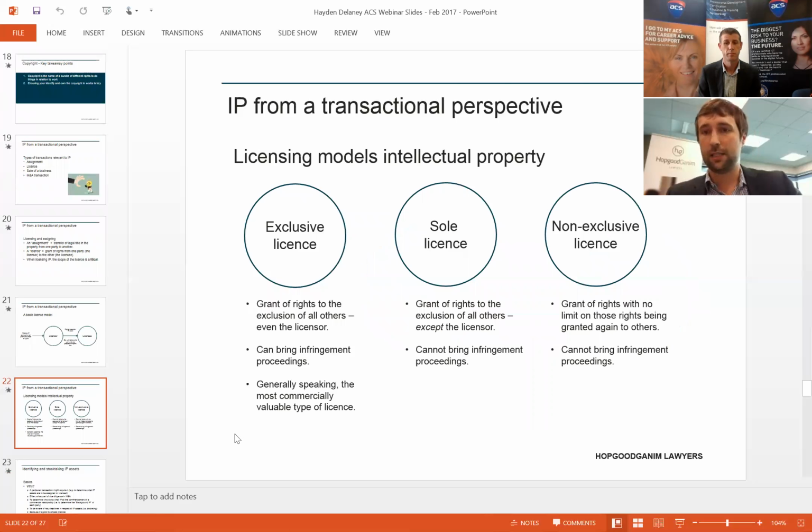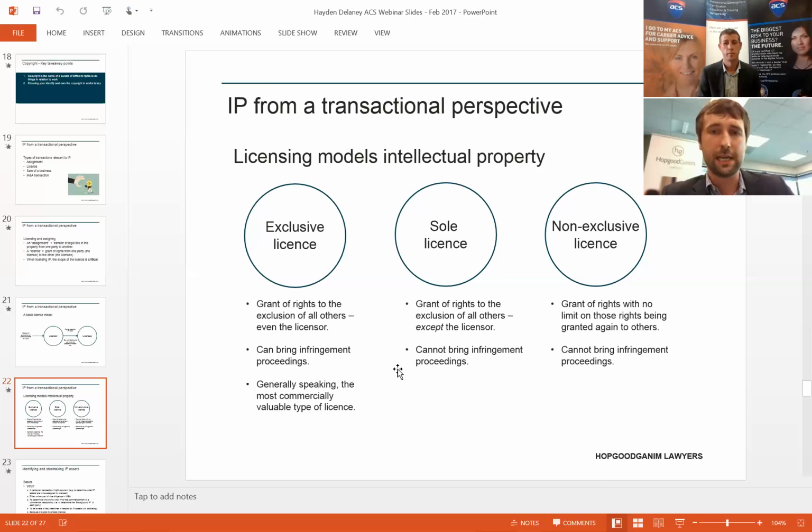Now, drilling down on licensing models a little bit more, I've got three common models of licensing IP on the slide. The first is an exclusive license. When I grant an exclusive license to someone, it means I'm granting a right to that IP to the exclusion of all others during the term of that license, even myself. If I'm the owner of IP and I've granted someone an exclusive license to it in Australia, I can't use that IP in Australia. Only the exclusive licensee can. So it's a special category of license, and generally speaking the most commercially valuable type of license.